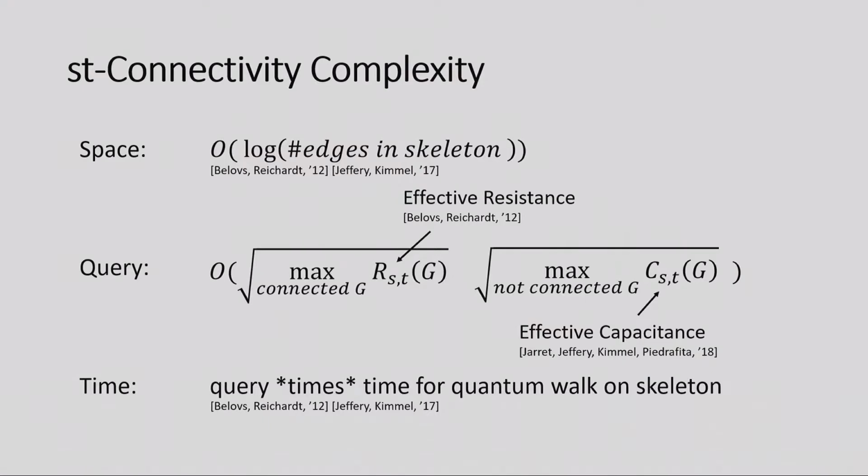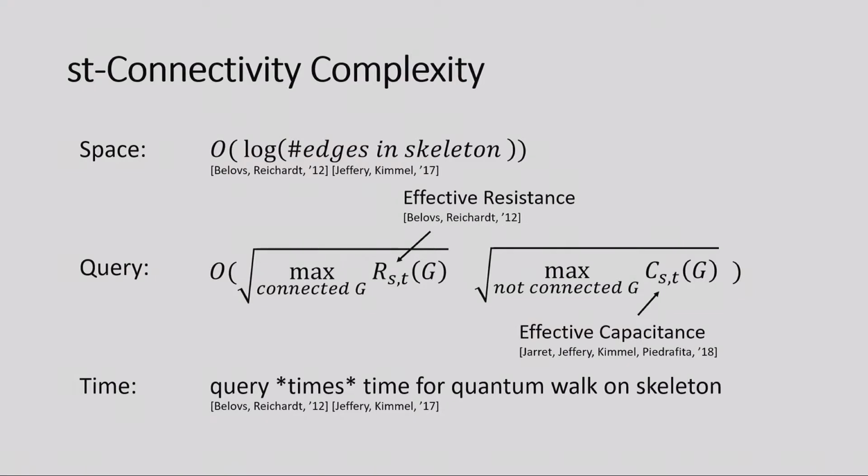Part of what makes this algorithm so nice to work with is that its complexity is very nice. So what do I mean by that? Its space complexity is logarithmic in the number of edges in the skeleton graph, and we inherit this property because it's a span program. The second thing that makes it particularly nice, and is the nuance that I was talking about earlier, is the query complexity, and that's the square root of the maximum over all the connected graphs of the resistance from S to T, times the maximum over all the graphs where S and T are not connected of the capacitance.